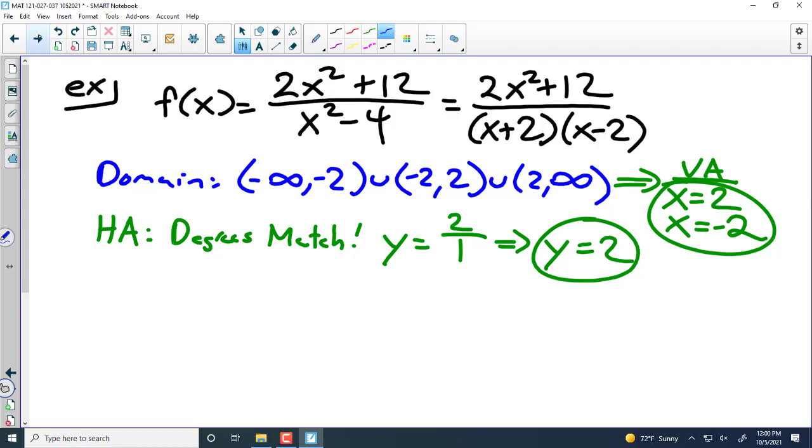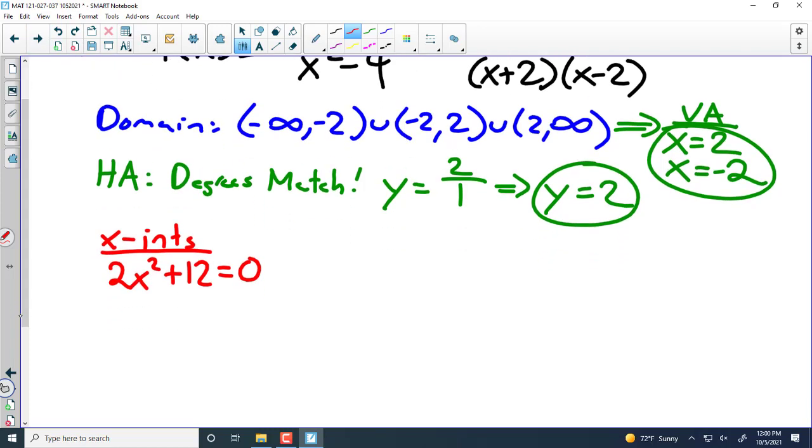Next, x-intercepts. Set just the top equal to 0, just the top. Subtract 12 from both sides. Divide both sides by 2, so you get negative 6. And we have x squared equals negative 6.